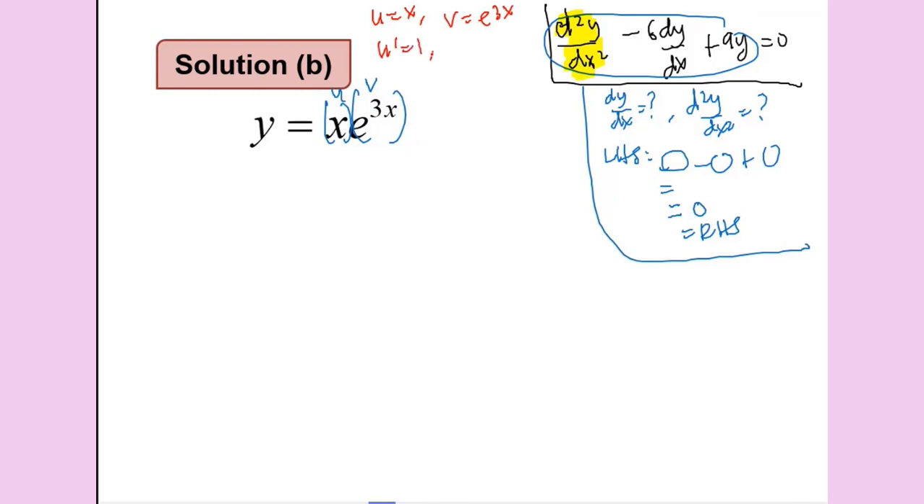U prime is 1, V prime is e^(3x). Differentiate 3x, we get 3. Okay, so use this one times this plus this one times this. So use the dy/dx: dy/dx is equal to 1 times e^(3x) plus x times 3e^(3x). Apply product rule.